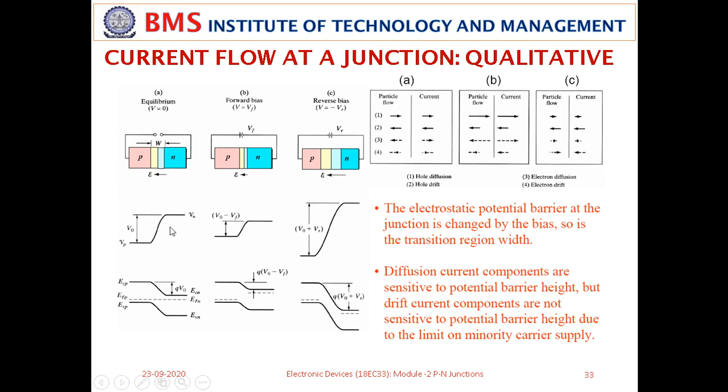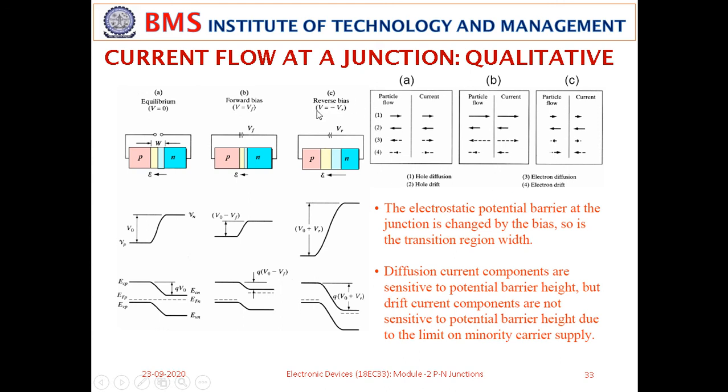Comparatively, relative to the equilibrium condition, the PN junction barrier has decreased, and the Fermi levels have been split by the amount of the applied voltage. The height of the barrier is Q times V naught minus Vf, and this causes majority carrier current flow. The current directions are shown here. We will come back to that a little later.